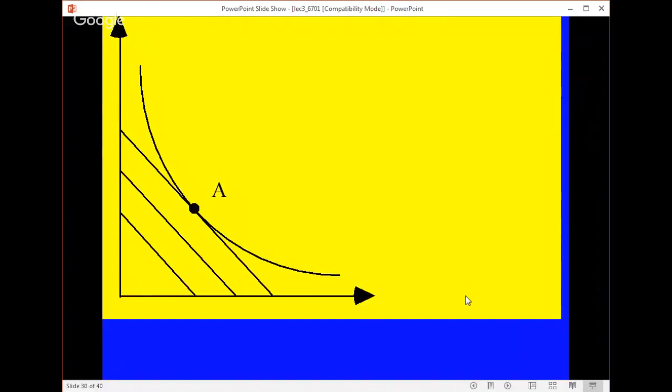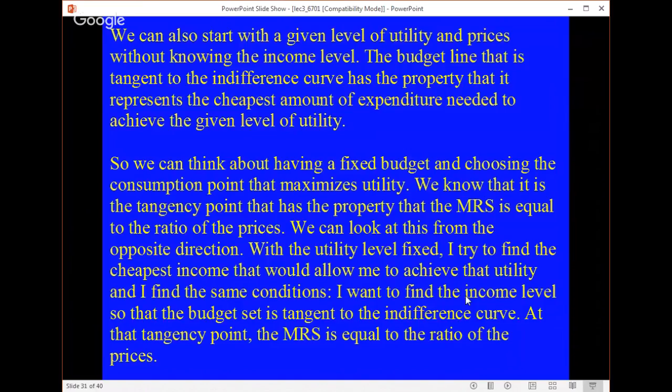Right? Or I can start with the given level of utility and prices without knowing the income level. The budget line that is tangent to the indifference curve has a property that represents the cheapest amount. In other words, moving my income down until I get to that point where I spend the least to get that amount. That represents the cheapest amount of expenditure needed to achieve a given level of utility.